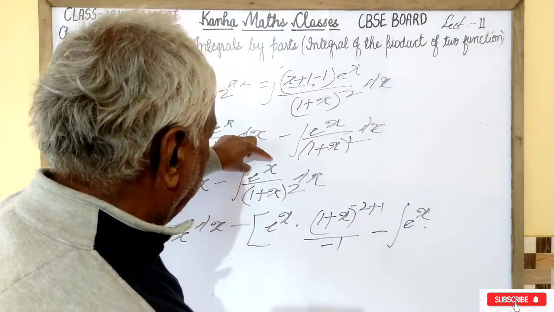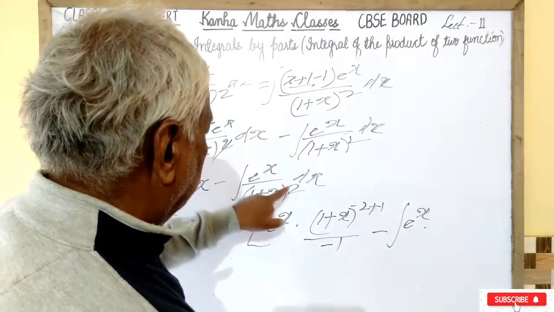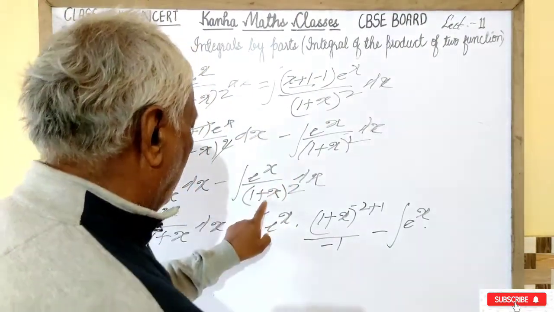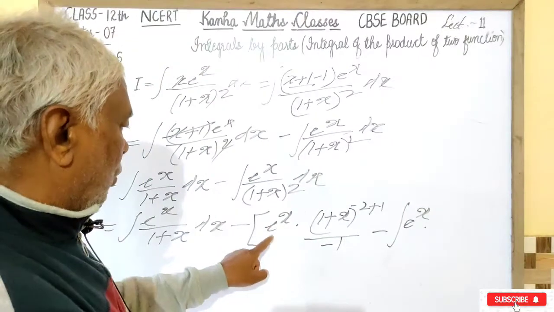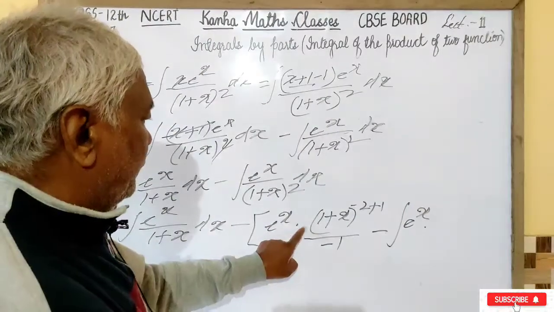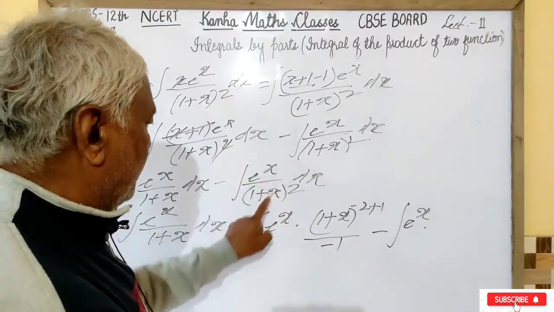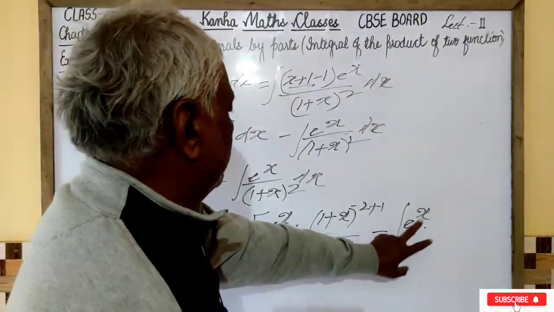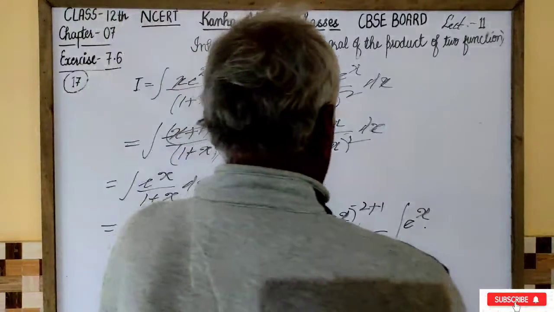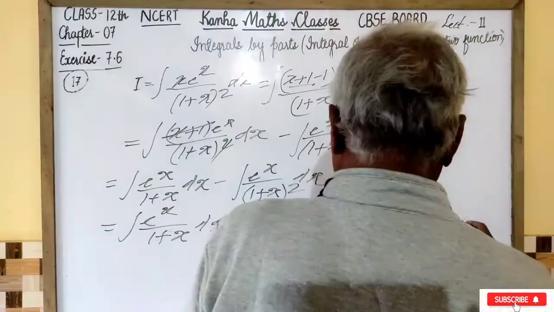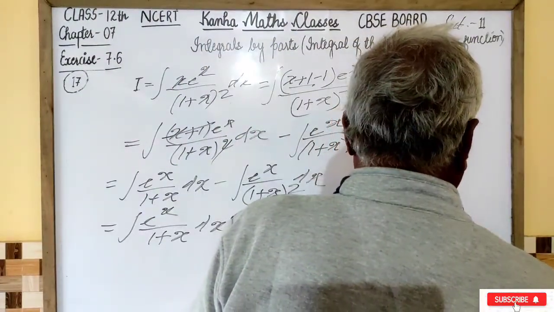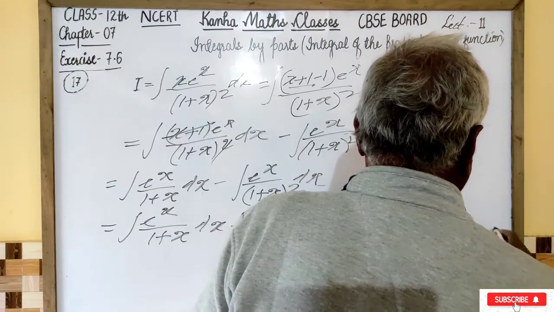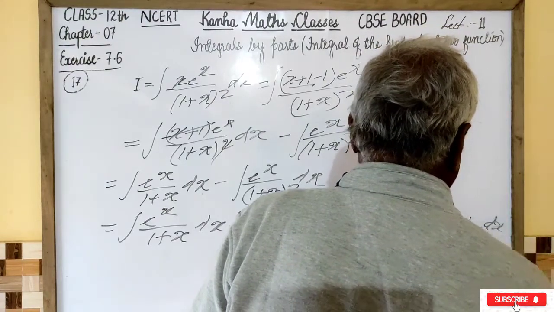Here we have chosen e^x as the first function and the second function is equal to 1 upon (1 plus x) whole square. Now the first function into integral of second function, this much, minus differential of the first into integral of this, minus here 1 upon 1 plus x dx.